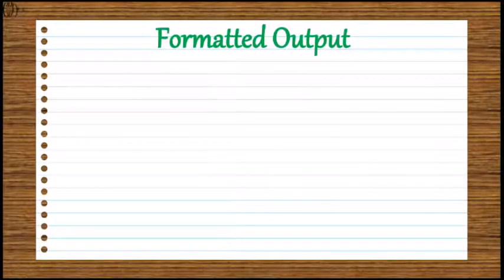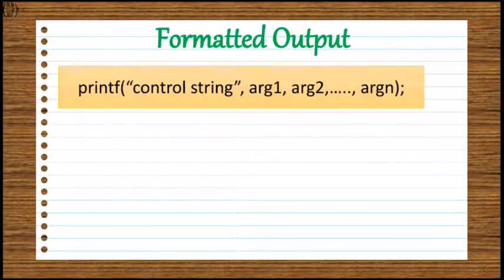The printf statement provides certain features that can be effectively used to control the alignment and spacing of printouts on the output screen. The syntax of the printf statement is printf, then open bracket, and in double quotes control string, then comma arg1, arg2 till argn, and then close the bracket, and finally at the end a semicolon.